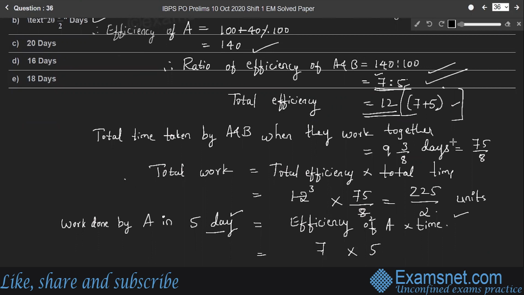And total time taken by A and B when they work together. So which is already given 9 integer 3 by 8 days. So which is 75 by 8 days. So once we know total efficiency and total time, so we can calculate total work, which is equal to total efficiency into total time. Right? So we get 225 by 2 units as the total work.